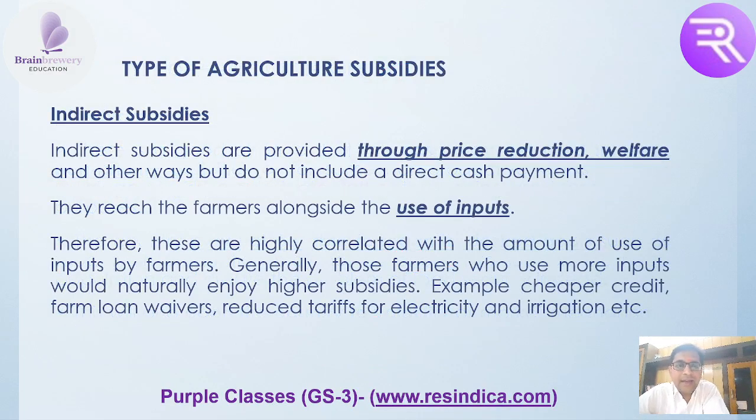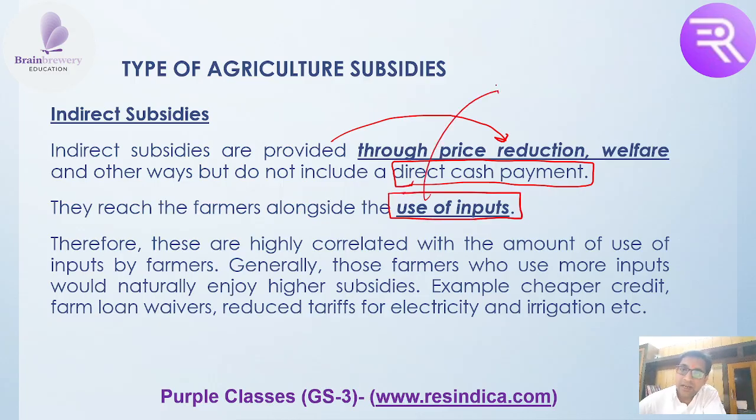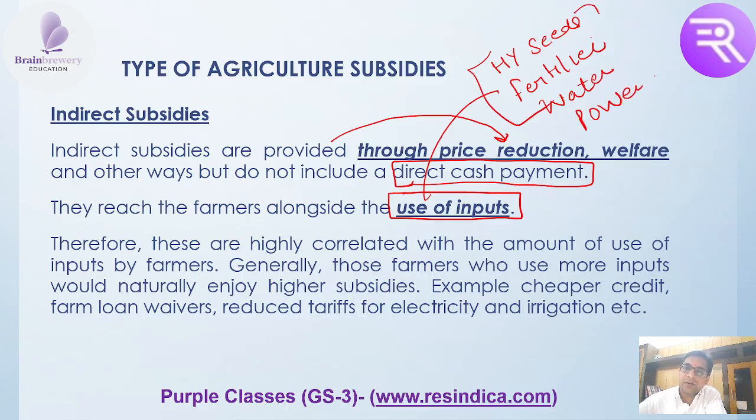Now we are coming to the indirect subsidies. Indirect subsidies are helpful with the help of price reduction and welfare. Okay, so there is no direct cash payment. They reach the farmer along with the use of inputs, right? What is the input? Input is high yielding variety seeds. We have fertilizers, right? They are utilizing water, right? They are using power, right? Correct. So with the help of these inputs, we provide subsidies to the farmer by reducing their rates.